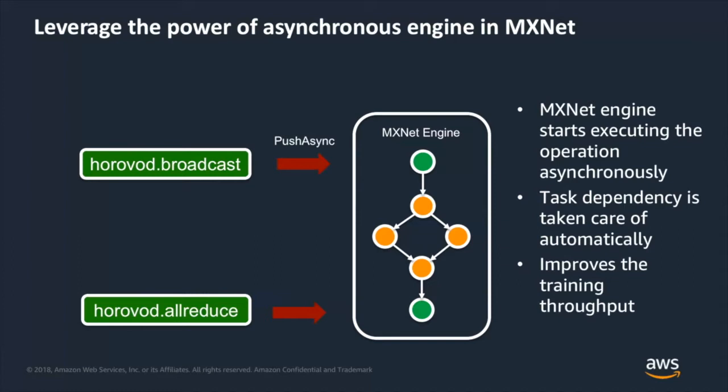And by doing this asynchronous computation, it can improve the training throughput overall, because we don't have to synchronize between different nodes in, for example, Allreduce. When it comes to this node, we know we need to get the value out of the Allreduce computation. That's when the MXNet engine kicks in to start executing the entire computation run.